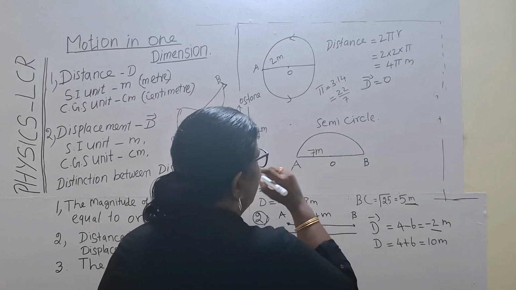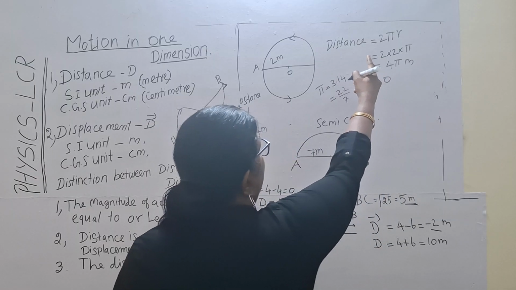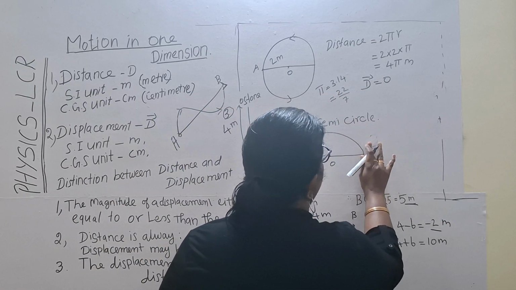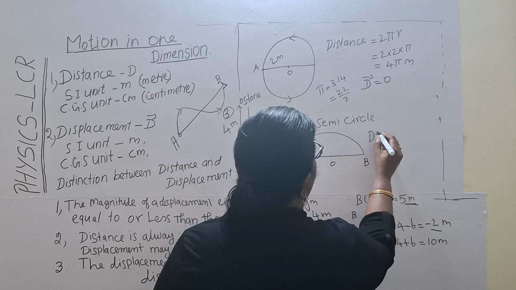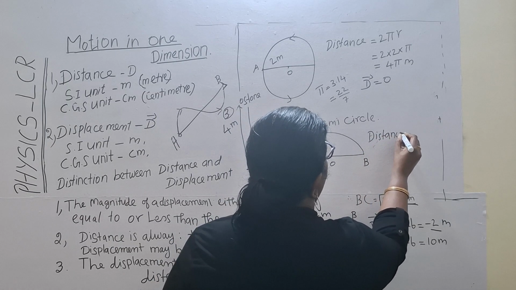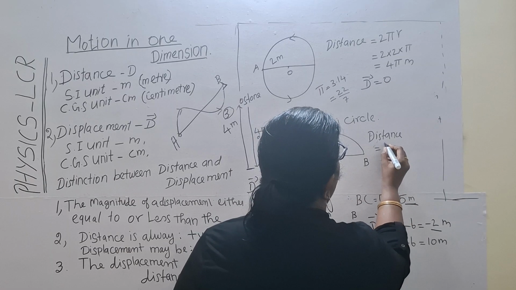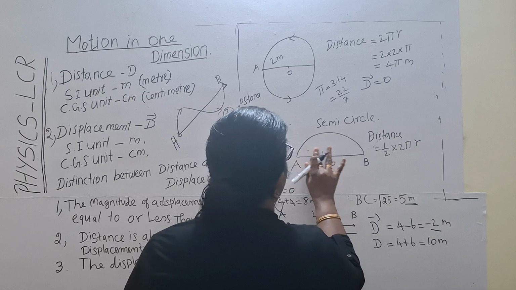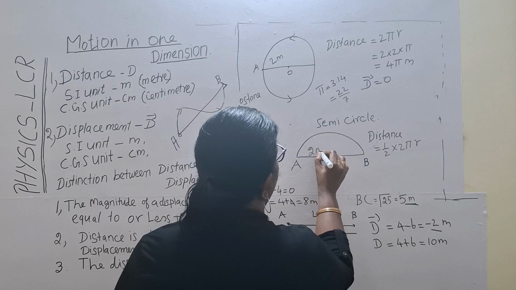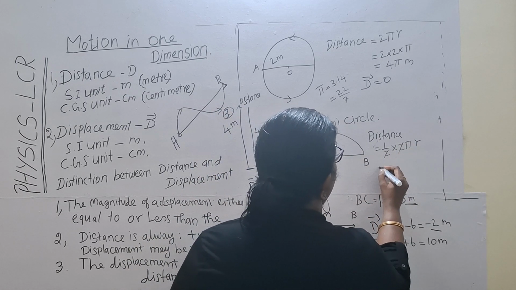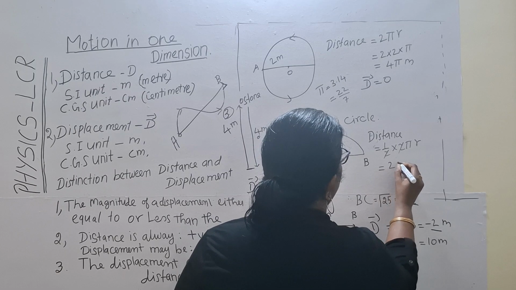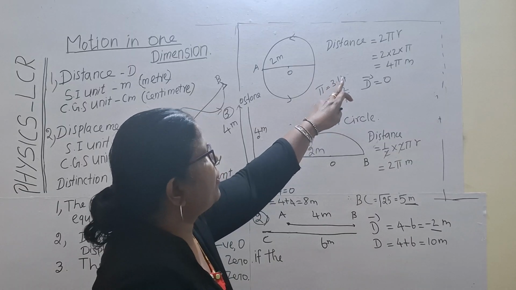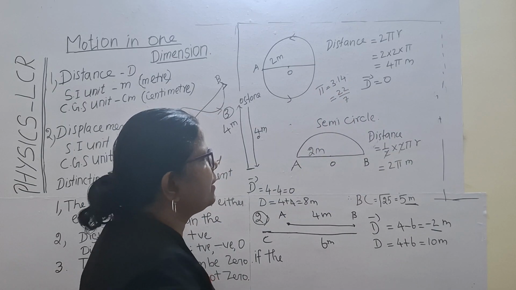Here, half of the circle. The circumference of the circle is 2 pi r. Now you see the distance, the half, no? So you can write half into 2 pi r. Here you are given a radius of 2 meter only. This 2 cancels. What value will come? 2 pi meter. 2 multiplied with 3.14, and this number will come.